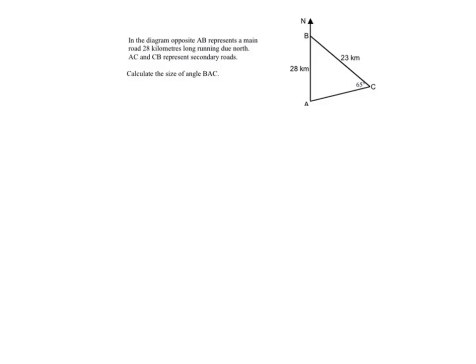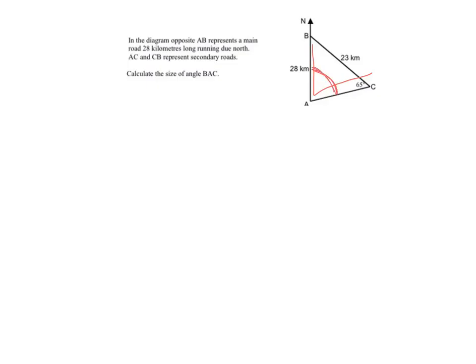Okay, right, let's take a look at a second example. So this time we have the diagram opposite, AB represents a main road 28 kilometres long running due north. And AC and CB represent secondary roads. So think of this like the A9, and then this is like a bypass through like Evanton and Alness to come back out onto the A9. Okay, so we have to calculate the size of angle BAC. So BAC means that we are calculating this angle in here. Okay, so we are calculating angle A.